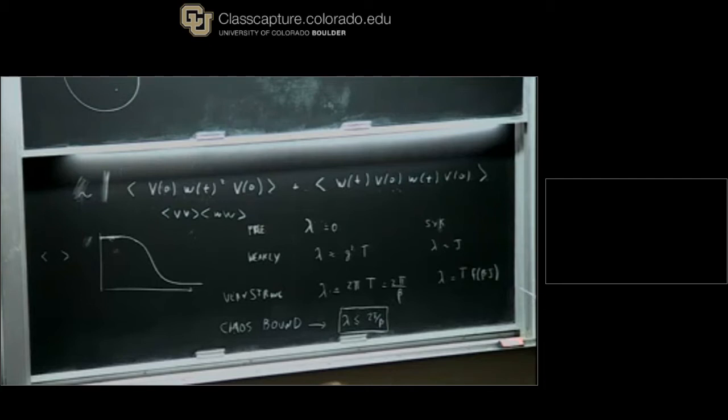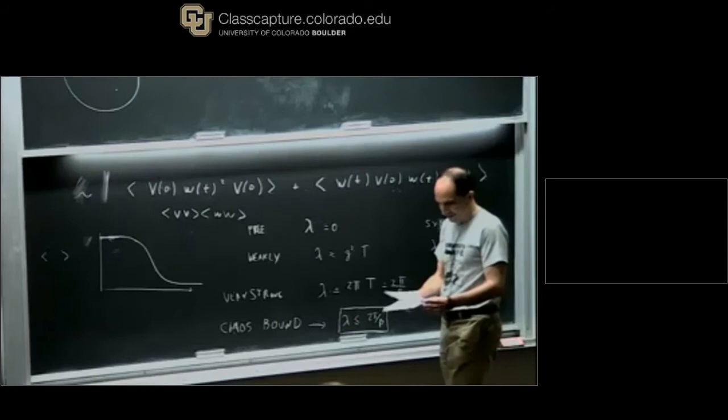I didn't also mention that in conformal field theories, this exponent is related to the Regge limit and to the spin appearing, the power appearing in the Regge limit. I won't have time to explain that, so you can ask me in the question session if you want.